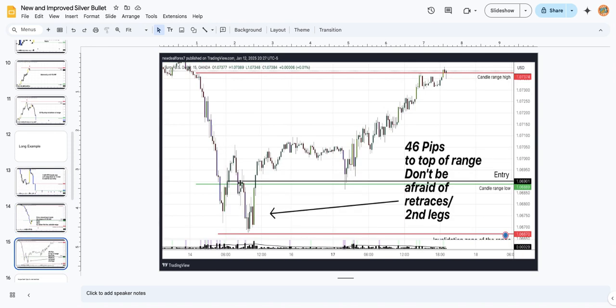Price went up, came back down. We don't let this scare us, okay? Because we're just outside the range. There may be times you may get stopped out. You know, it is what it is. But guess what price did? It closed back inside the range. Take it again. Who cares?